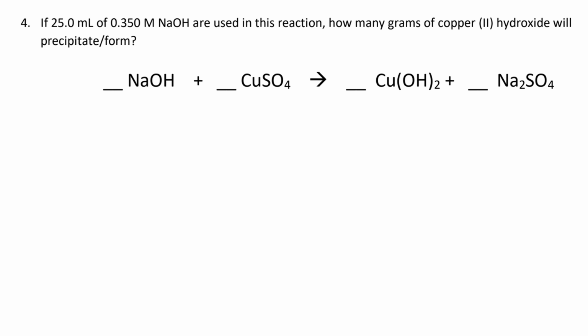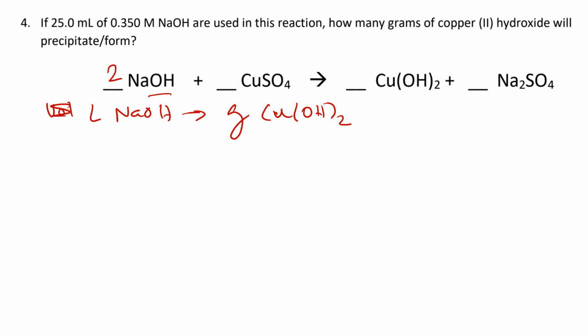If 25 mLs of 0.350 molar NaOH are used, how many grams of copper 2 hydroxide will precipitate or form? So this is going to be volume of liters of NaOH, to grams of copper 2 hydroxide. Let me balance first. 2 NaOH. Here I have 2 OHs, so I'm going to put 1 in the front here, because I already have 2 on that part. 1 copper, and then 1. So it's 2, 1, 1, 1.